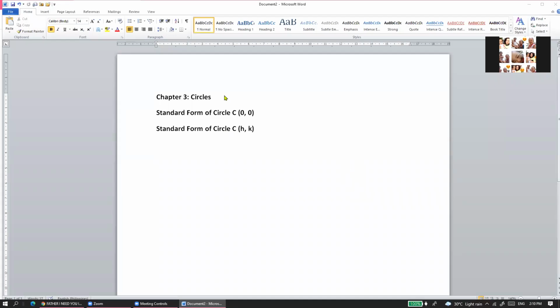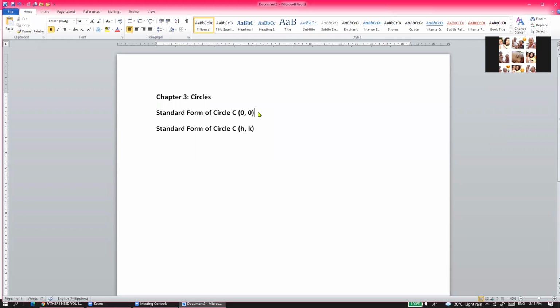Ang aaralin natin in our today's session is all about Chapter 3, Circles. Yan yung ating mga tatalakayin ngayon. Ngayon, kapag pinag-uusapan ang circle, actually mga anak, may iba't ibang formula tayong dapat munang matandaan.